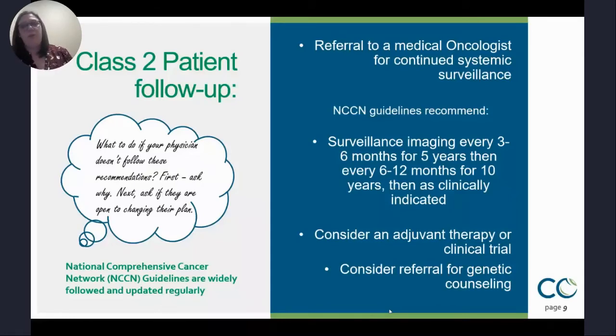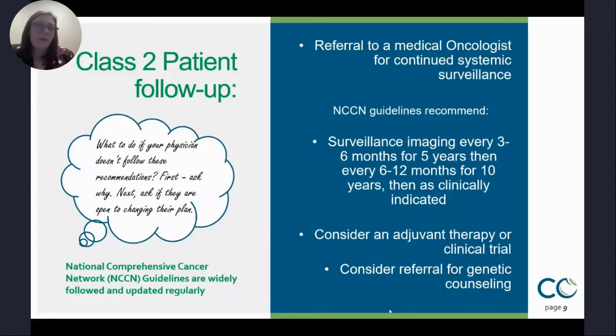We also recommend asking your medical oncologist about adjuvant therapy or clinical trial. And we'll get into kind of what the difference between those two are in just a few slides. We also recommend considering referral for genetic counseling if you are that high risk.